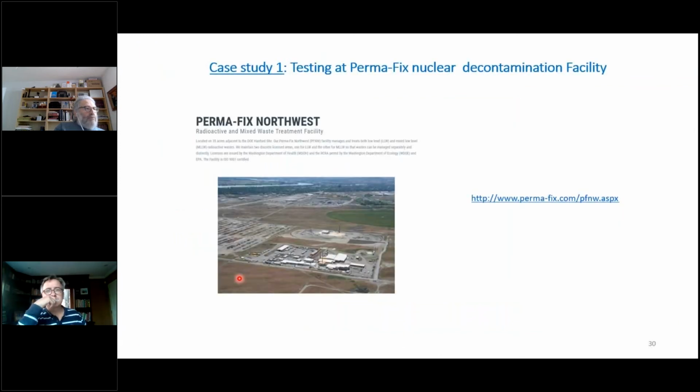So now we can talk about some of our case studies. The first case study that was done back in 2017 was going to the Perma-Fix nuclear or radioactive decontamination facility that deals with low-level and medium-level radioactive waste. They process and clean different objects that have been radioactively contaminated.